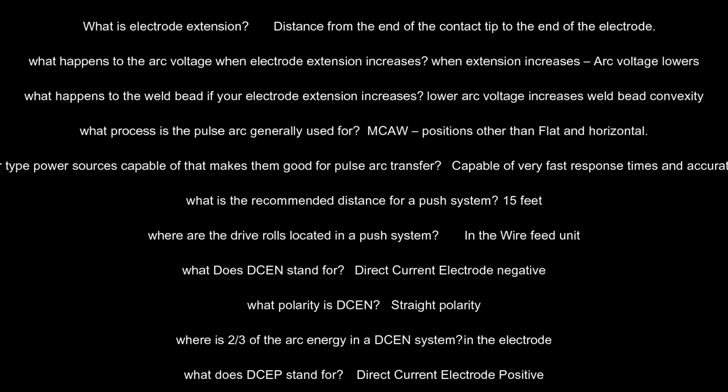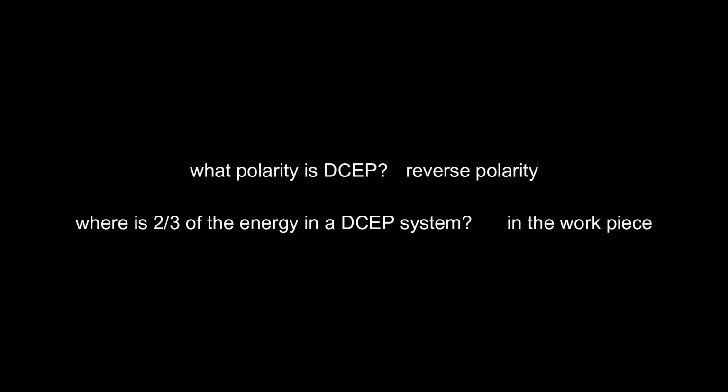What does DCN stand for? Direct current electrode negative. What polarity is DCN? Straight polarity. Where is 2/3 of the arc energy in a DCN system? In the electrode. What does DCP stand for? Direct current electrode positive. What polarity is DCP? Reverse polarity. Where is 2/3 of the energy in a DCP system? In the workpiece.